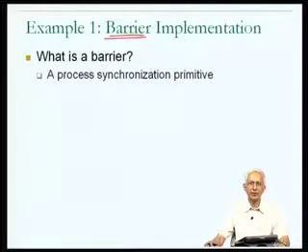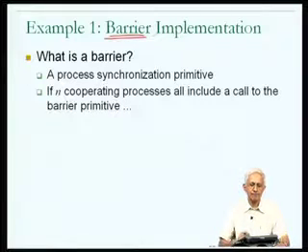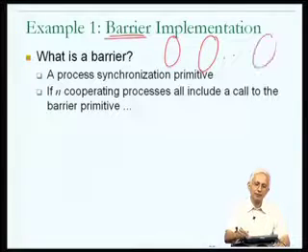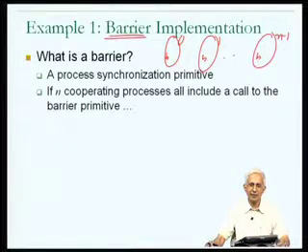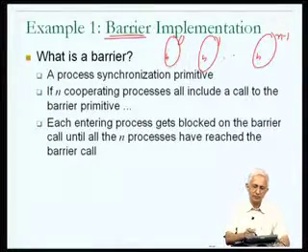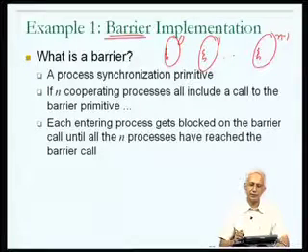It is a process synchronization primitive. It could be used in concurrent programming, it could be used in parallel programming. The general idea is, if I have a situation where there are n cooperating processes, process P0, process P1 through process Pn minus 1, and each of them calls the barrier primitive, then each process which reaches the call to barrier gets blocked on the barrier call until all n processes have reached the barrier call.